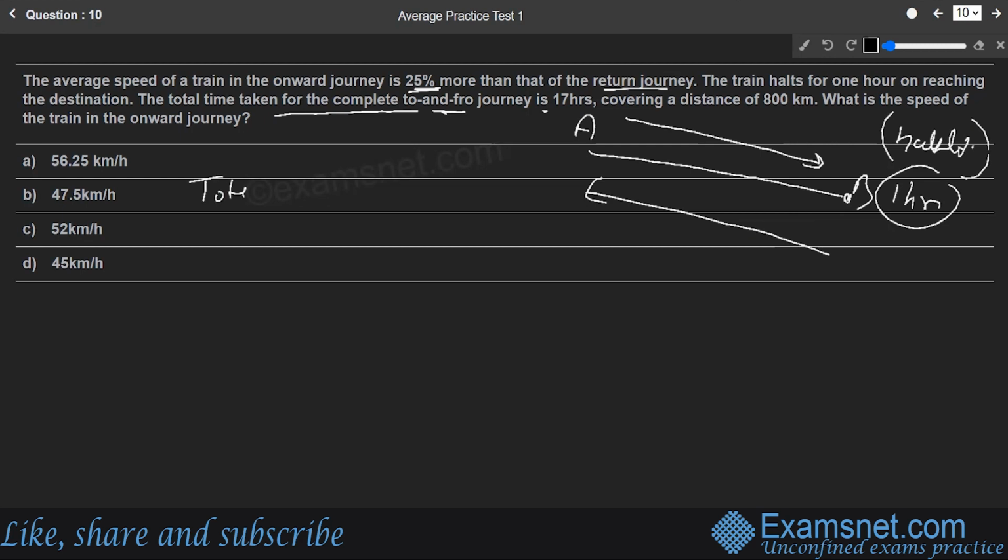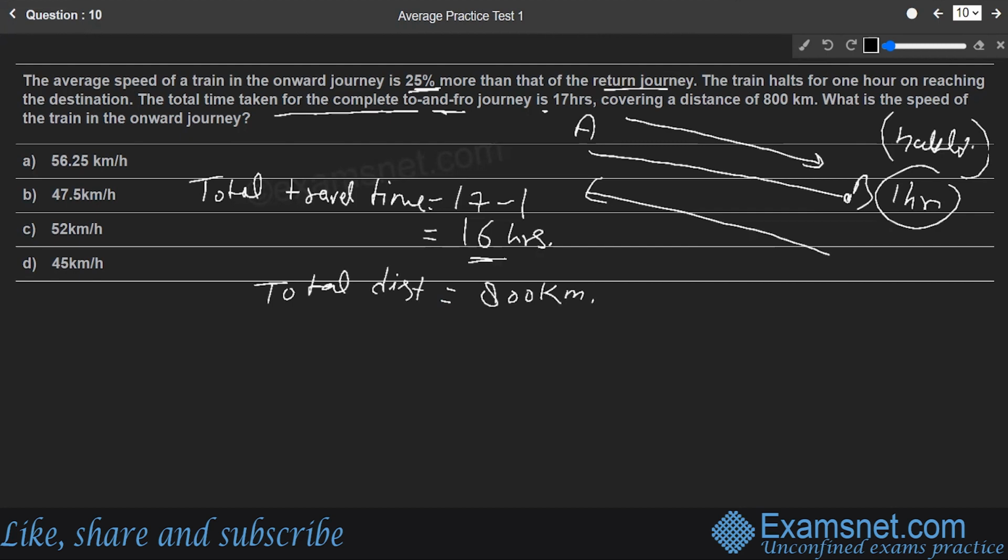So the actual total travel time of the train is 17 minus 1, because 17 is the total time including the halt. If you subtract, it is going to be 16 hours. So total travel time is 16 hours. The total distance is also given to us as 800 kilometers.